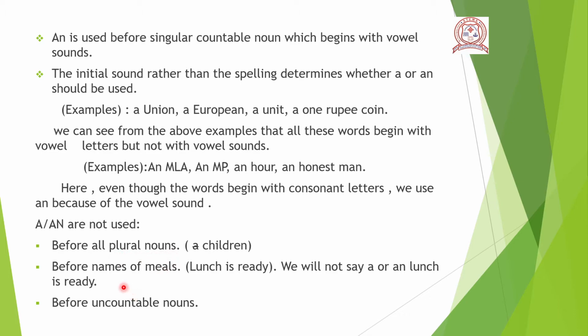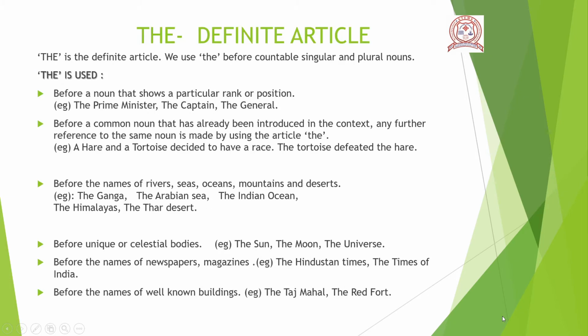The second point, before names of meals. We will only say lunch is ready. We will not say a lunch is ready or an lunch is ready. We will not use a or an before names of meals. And the third point is before uncountable nouns. A or an are not used before uncountable nouns.